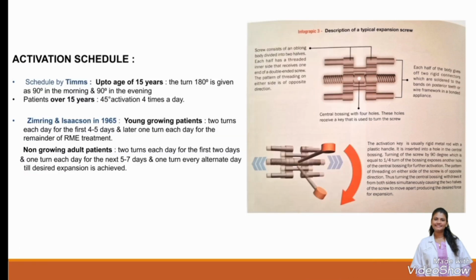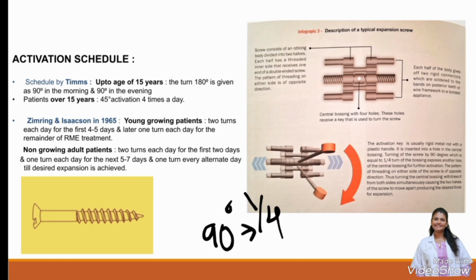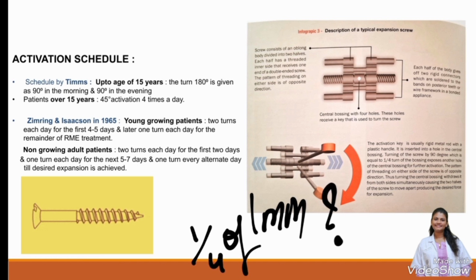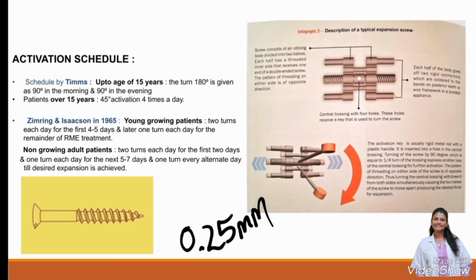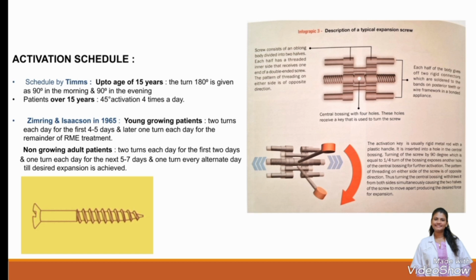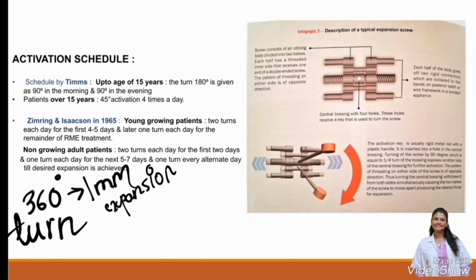As an example, take a screw with 1 mm expansion. If I give a 90 degree turn to the screw, how much expansion will be achieved? 0.25. If a 1 mm screw is given a 90 degree turn, it will give 0.25 mm expansion. So if the screw is given 4 turns, which is 360 degrees, it will give the whole 1 mm of expansion.